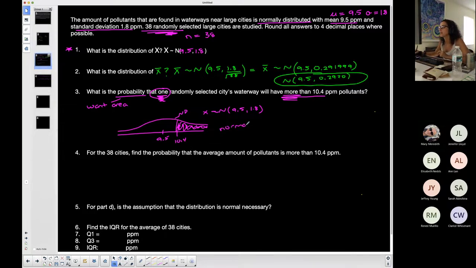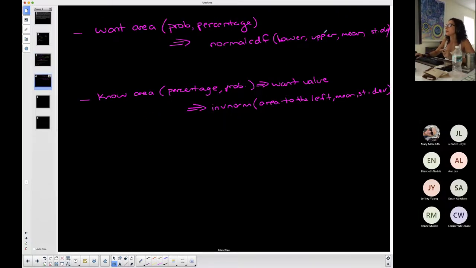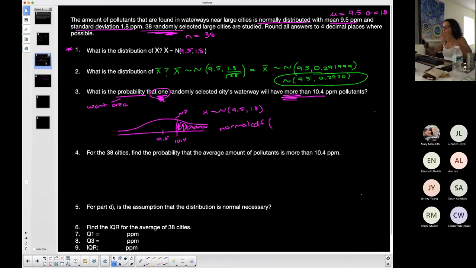Now I'm going to write this first, and then I'll show you on the calculator. My lower bound, this is where I'm bounding the area. Lower, upper, and then mean and standard deviation. What's the lower portion of the shaded region? It is 10.4. The upper portion, going all the way into the right tail, is like infinity. So you can use a large positive number, or we've been using 1E99. Then we tell it the mean and the standard deviation, which match whatever distribution you're on. I'm on this distribution, so I put 9.5 comma 1.8.